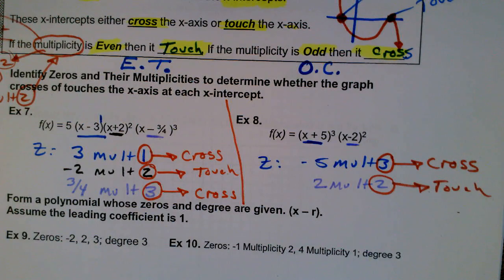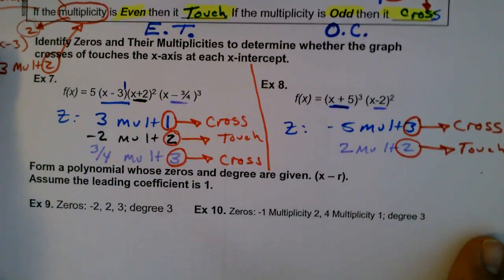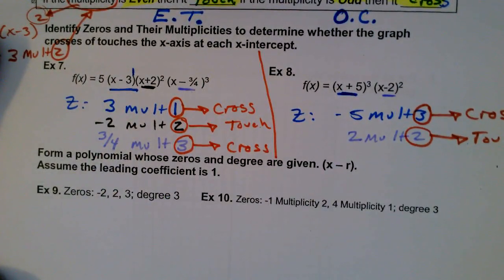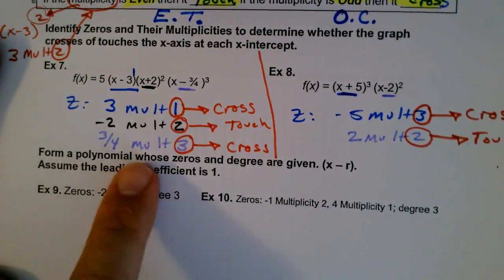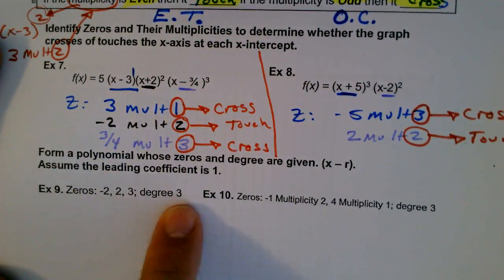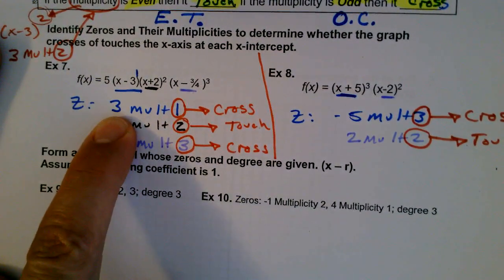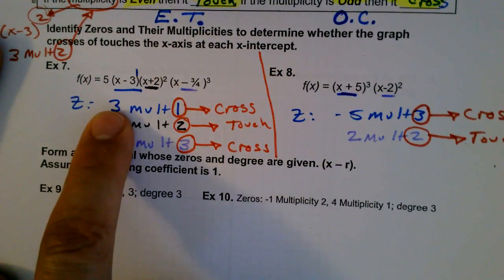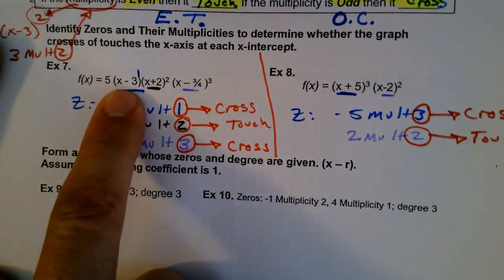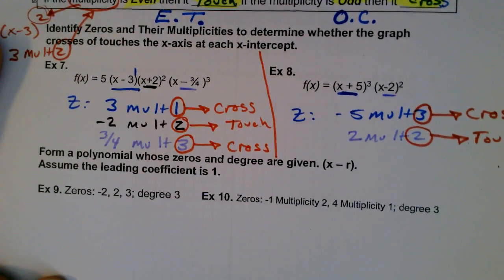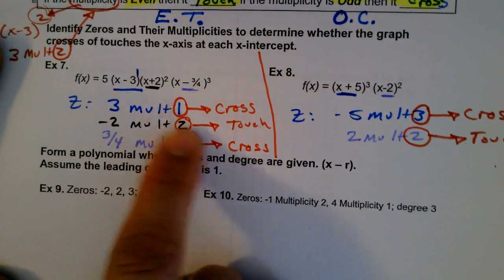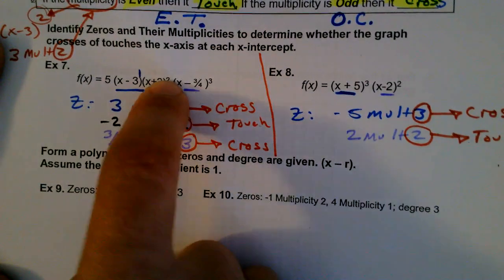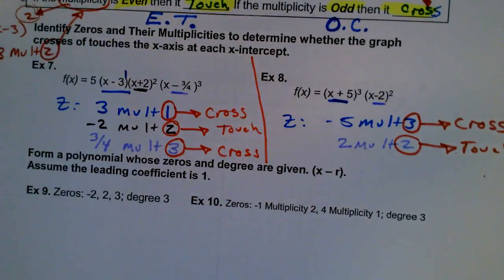Okay. All right, now, if you can do that, then question 9 is having you go backwards. They're asking you, if they give you the zeros and the multiplicity, then they want you to make an equation like that. So if they say 3 multiplicity 1, then they want x minus 3 to the first power. If they give you negative 2 multiplicity 2, well, that's x plus 2 squared. If they don't say anything about the multiplicity, then you can assume it's a 1.